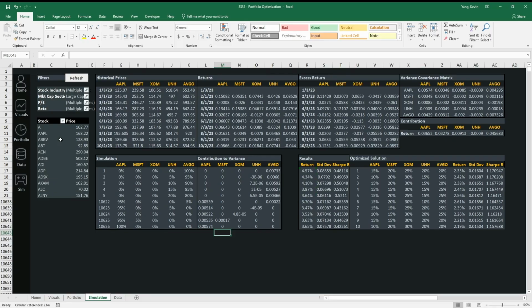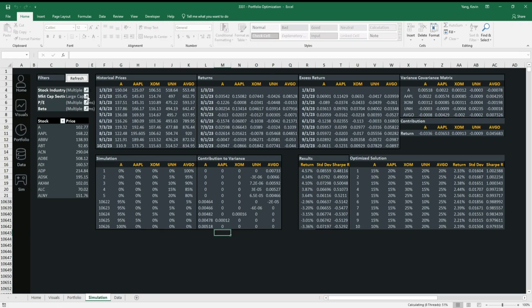Once the user selects 5 stocks for the portfolio, our simulation kicks in. It starts by pulling historical prices to compute the monthly returns and excess returns of each stock. Next, we calculate the variance-covariance matrix using the excess returns. This matrix is used to determine the portfolio's variance, and a positive number means that the 2 stocks tend to move in the same direction.